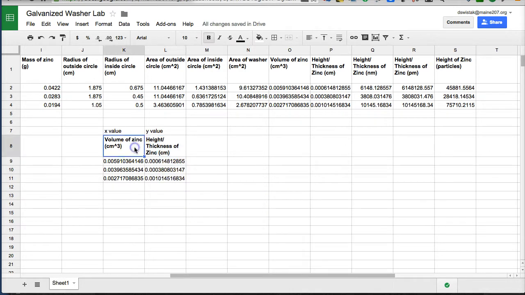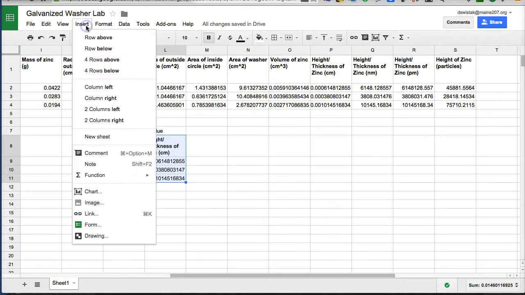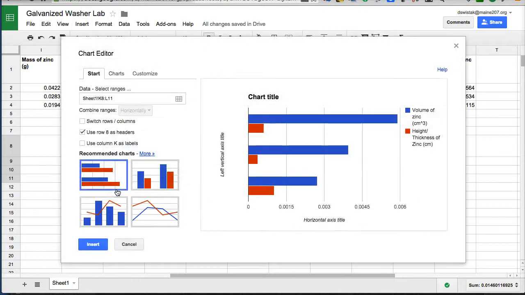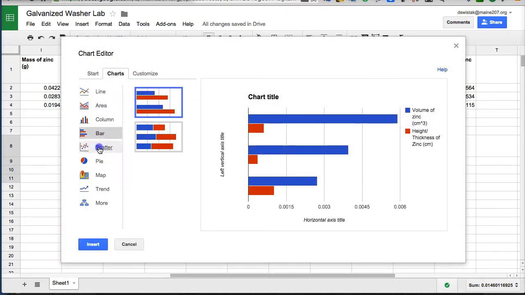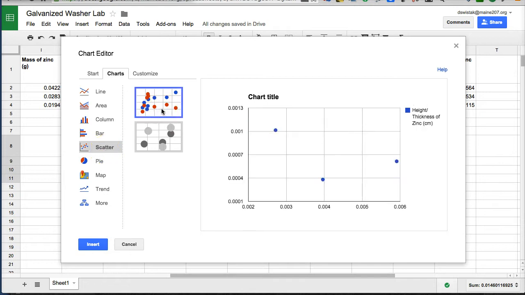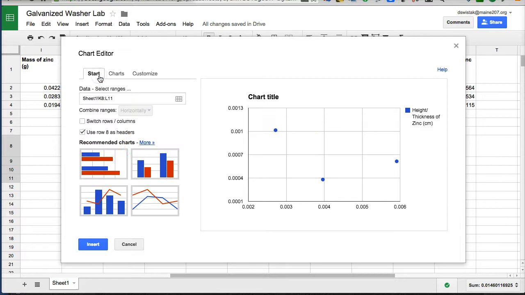Both of those are in there now, and now I'm going to go ahead and highlight the X and Y values. And I'm going to click on the chart, or you can click Insert Chart. Either way works. The nonsense chart that they give you there doesn't make any sense. You want to do a scatter chart, so you have to click scatter, and then you have to click the dots. Okay, and that shows me where those 3 dots are. And I do want to use row 8 as headers.